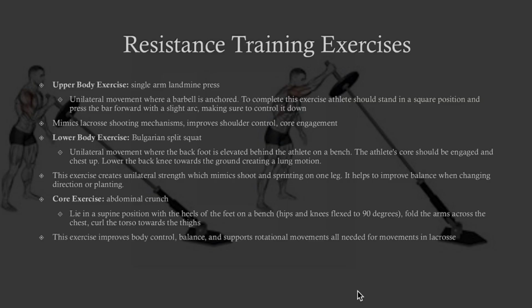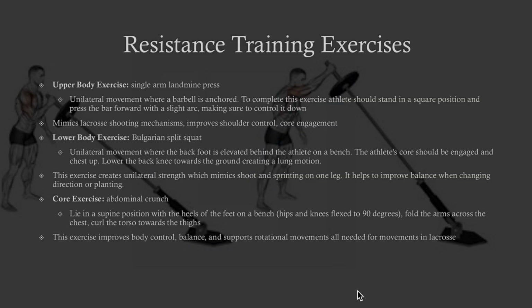Resistance training exercises that can be used for a lacrosse attacker. An upper body exercise that could be implemented would be a single arm landmine press. This is a unilateral movement where a barbell is anchored. To complete this exercise, the athlete should stand in a square position and press the bar forward with a slight arc, making sure to control it on the way down. This mimics lacrosse shooting mechanics, improves shoulder control, and uses core engagement.